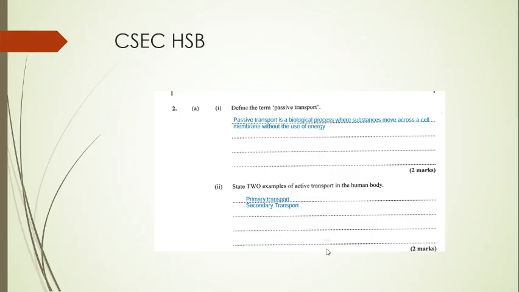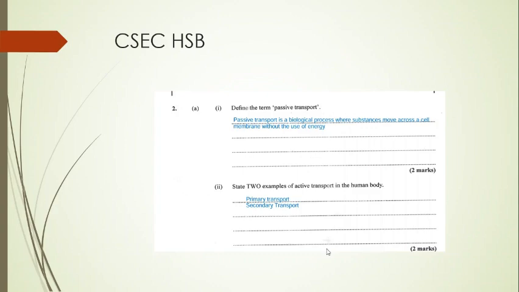Moving on, question two says define the term passive transport. When you hear the term passive, we think of not requiring energy, right? So passive transport is a biological process where substances move across a cell membrane without the use of energy. Likewise, active transport is the exact opposite: a biological process where substances move across a cell membrane with the use of energy. You could just abbreviate that. Passive transport and active transport are totally opposite things.